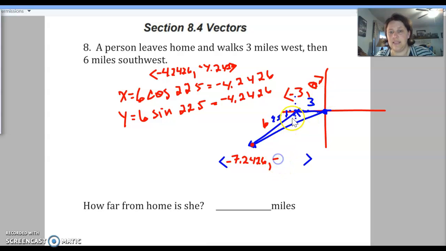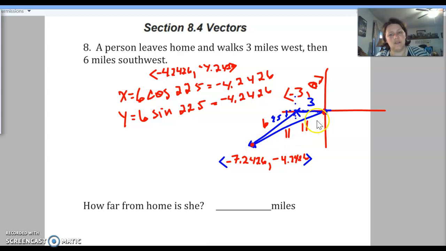And that makes sense because this first vector hadn't dropped down into the y area any. Its y was just 0, stayed right on the x-axis. So my y value was only changed because of the second vector, -4.2426. Okay, so that is our new component form for this vector that is starting at home and going this direction. Now all I need to know is what its magnitude is.